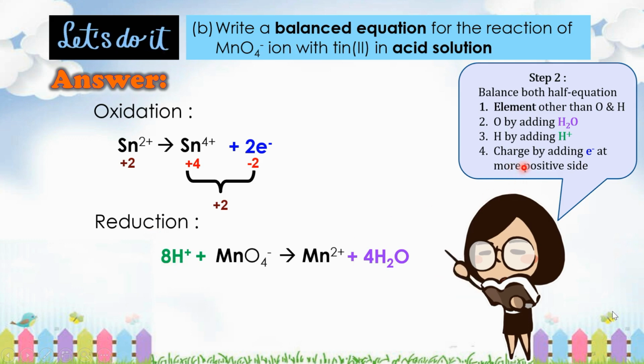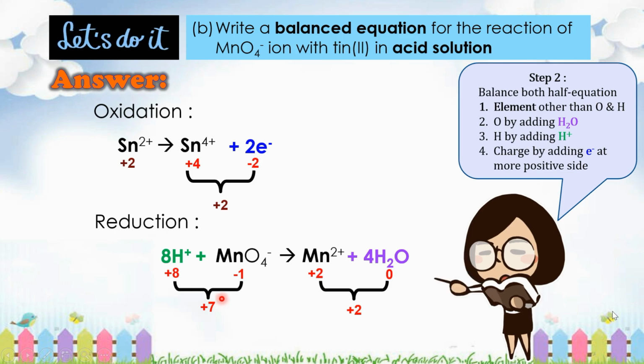And finally, balance charge by adding electron at the more positive side. So we calculate the total charge: 8 times positive 1, positive 8; 1 times negative 1, negative 1; 1 times positive 2, positive 2; 4 times 0, because it's a compound, 0. Okay, next we total up the charge. At the product side, the total charge is positive 2, whereas at the reactant side it is positive 7.